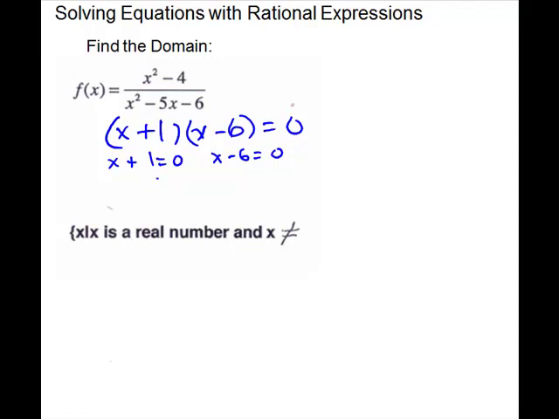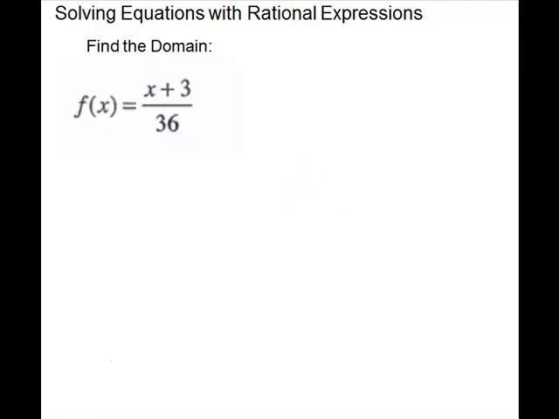So for this one, subtract your 1. So x equals negative 1 is bad. This one, add your 6. X equals 6 is bad. Domain is x such that x is a real number and x is not equal to negative 1 and 6.